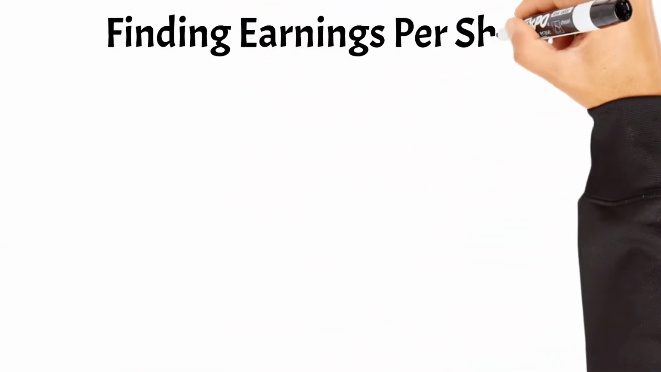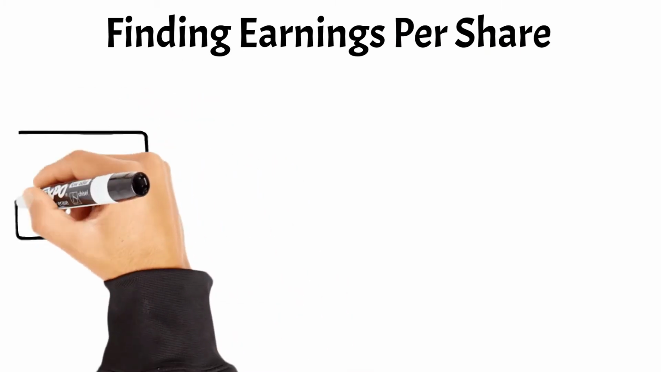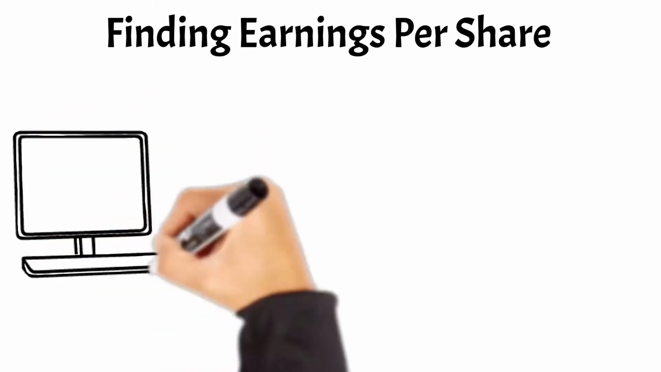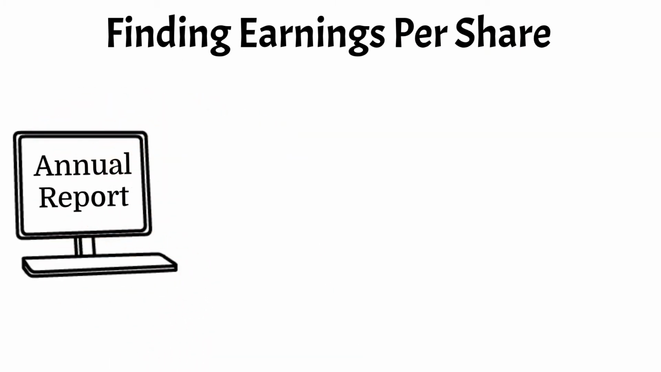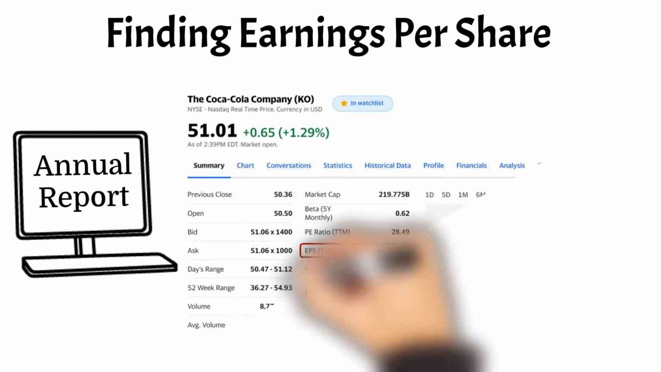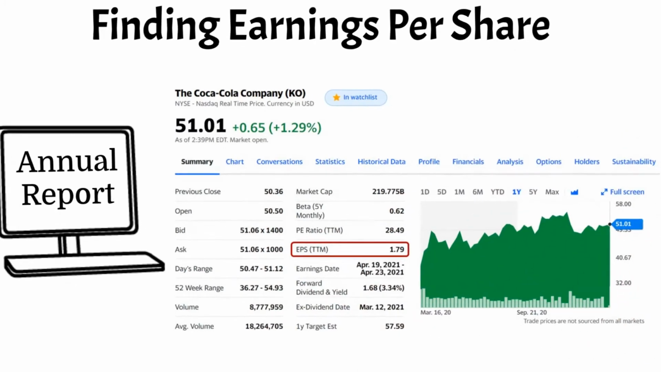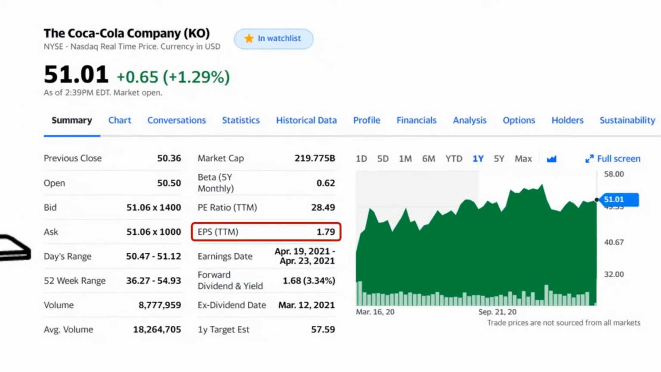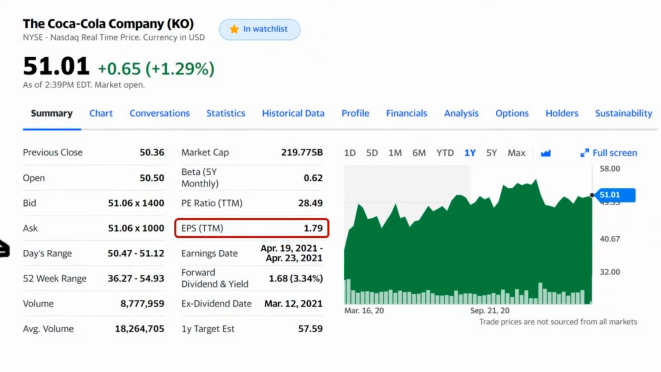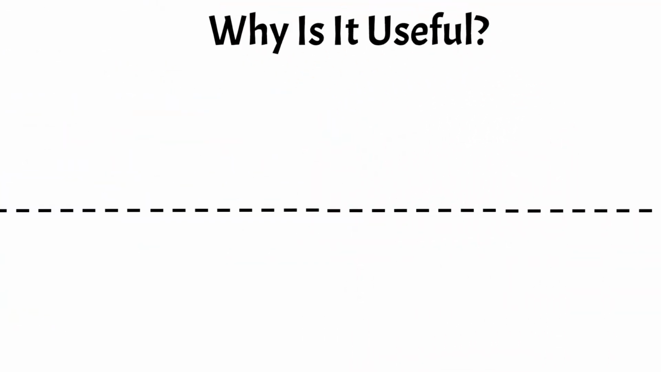To find the inputs required to calculate earnings per share, you can look them up in the company's most recent annual or quarterly results, which are listed on their website. Alternatively, you can also use a financial information website or app, such as Yahoo Finance, to find the earnings per share. Pull up whichever company you're interested in, find the financial metrics section, and the earnings per share will be listed here.